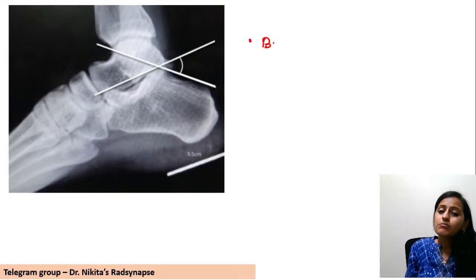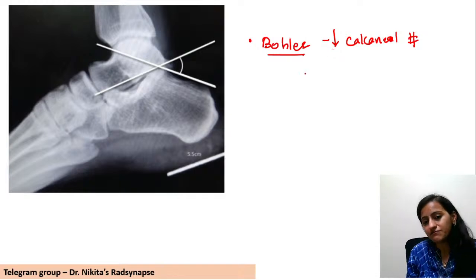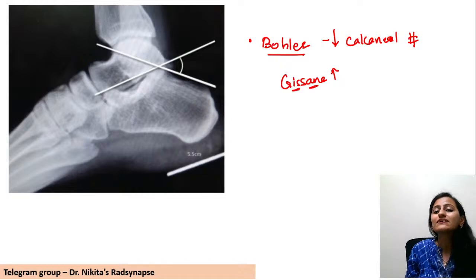This is the Bowler's angle. Which increases or decreases in the calcaneal fracture? It decreases in the calcaneal fracture. It is the Gissane's angle which increases. Remember Gissane's, IN increasing, Bowler's decreases.